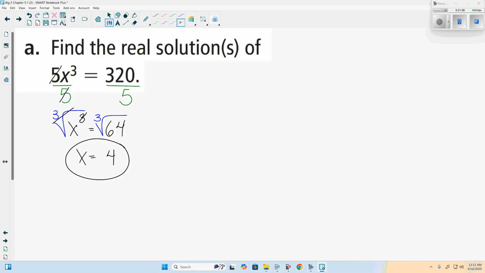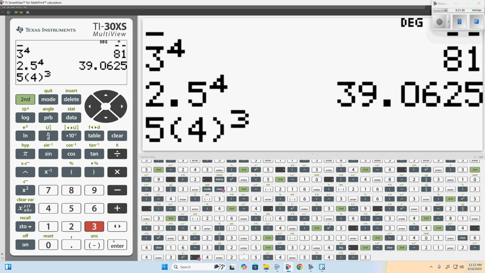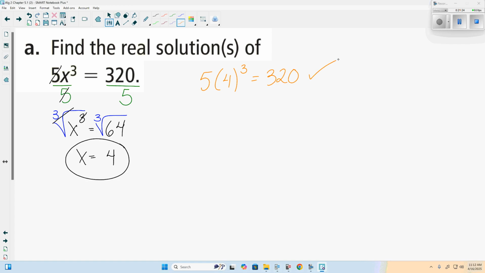Now we haven't done this up to this point, but if we wanted to, we could check and see if 5 times 4 to the third is indeed 320. 5 times 4 to the third power is indeed 320. This is true. That is our only solution. Questions on this here?